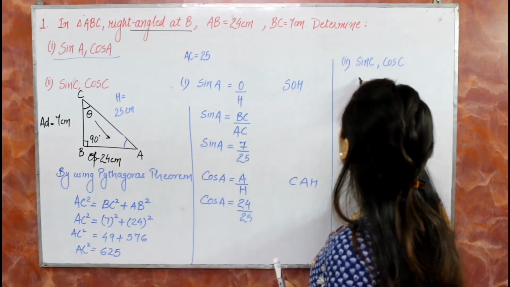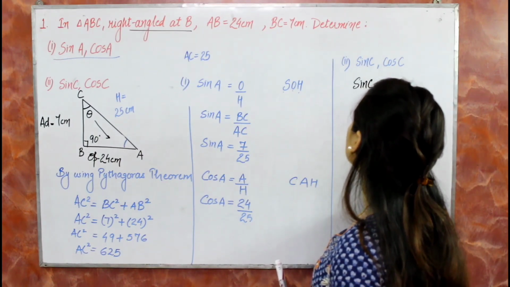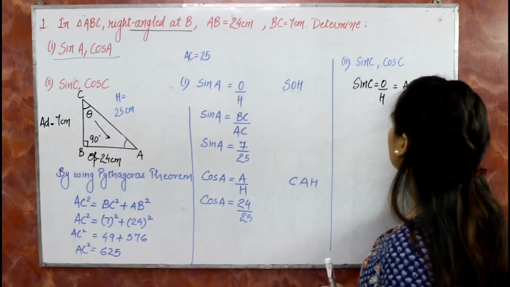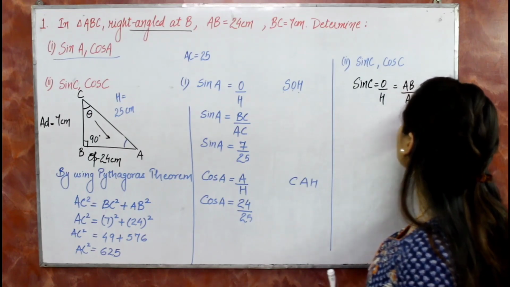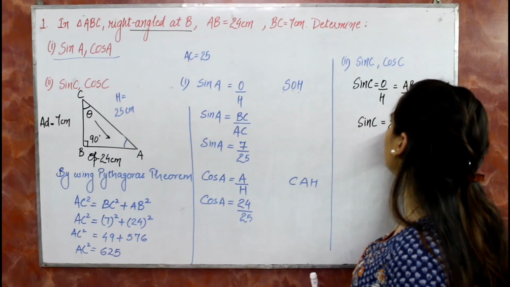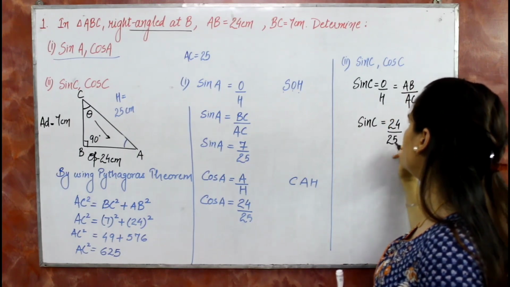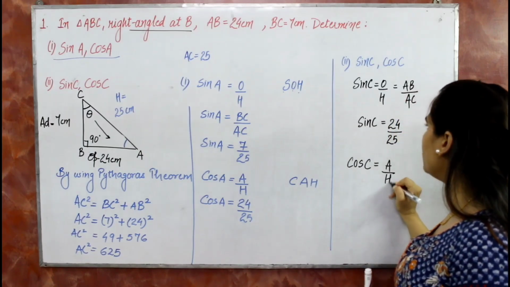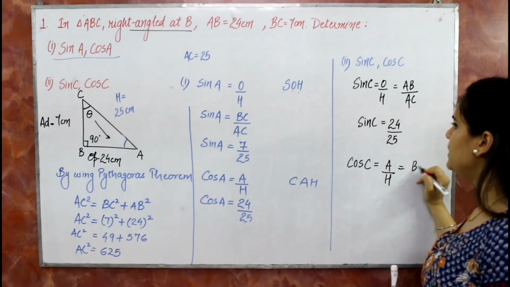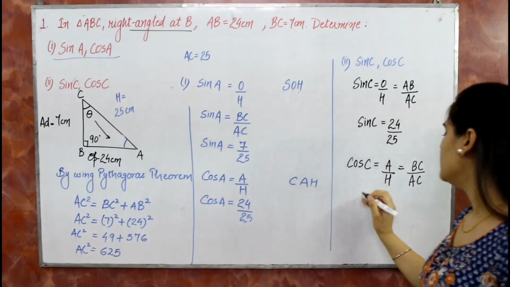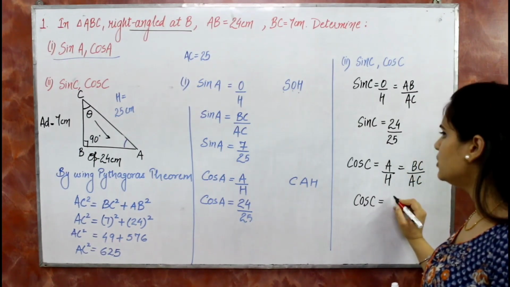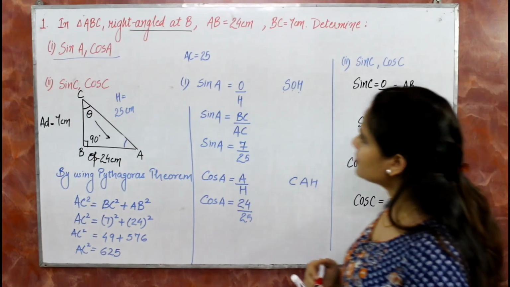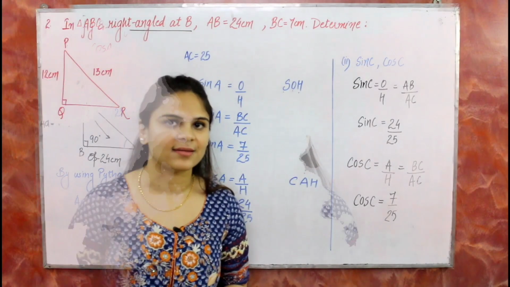Like in this case, for sin C, the formula is the same, opposite upon hypotenuse, but now opposite is side AB upon hypotenuse AC. Let's put the value. This will become 24 upon 25. Similarly, we can find the value of cos C. The formula is adjacent upon hypotenuse. Adjacent side is BC and hypotenuse is AC. So cos C is equal to 7 upon 25. So this is how you have to solve questions in this exercise.